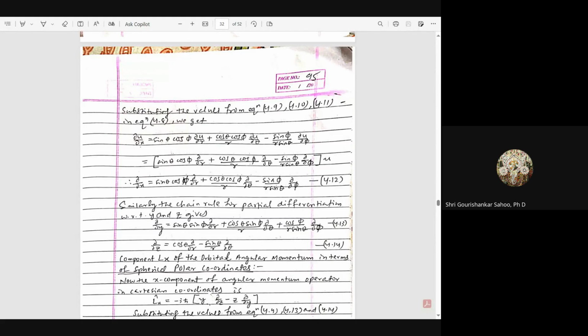So the chain rule for partial differentiation with respect to y and z will give ∂/∂y = sin θ sin φ ∂/∂r + (cos θ sin φ / r) ∂/∂θ + (cos φ / (r sin θ)) ∂/∂φ. So your ∂/∂z = cos θ ∂/∂r − (sin θ / r) ∂/∂θ.